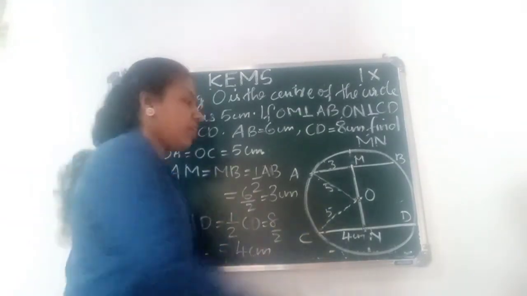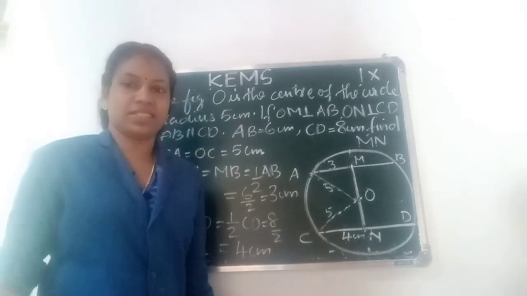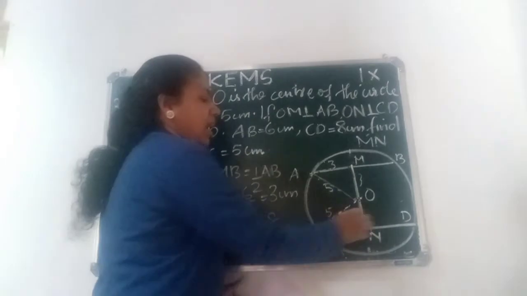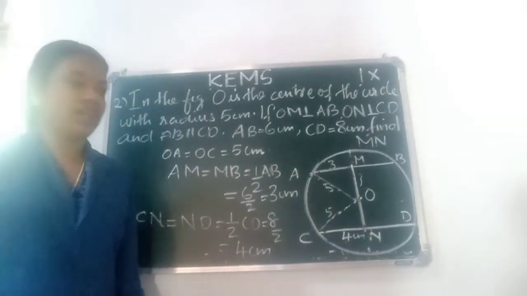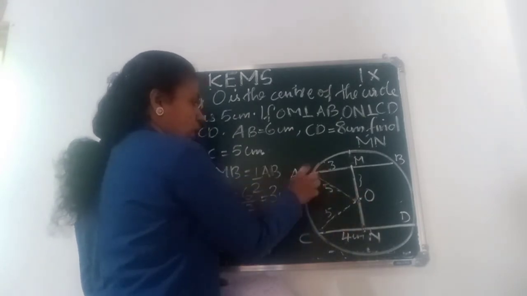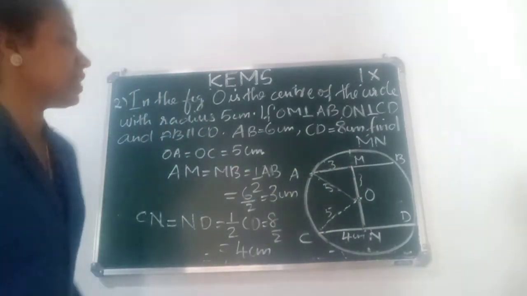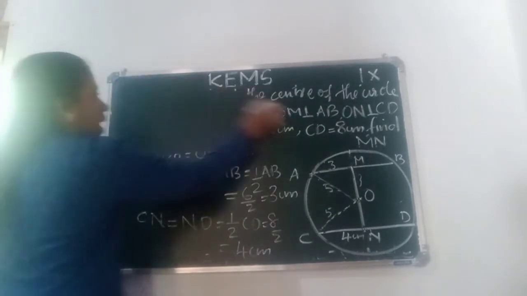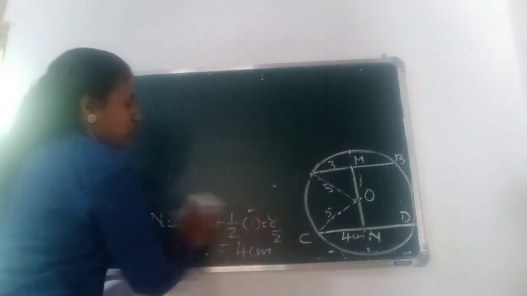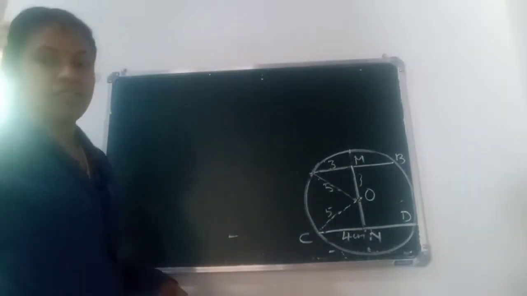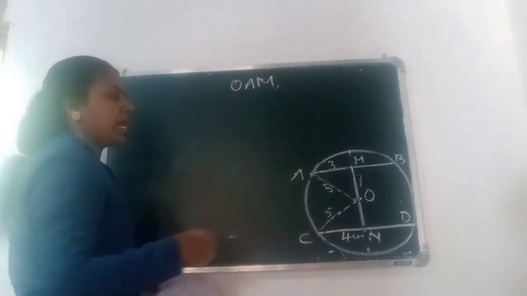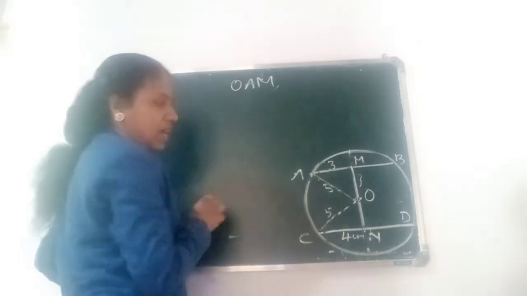Now, how to find this length? Take these two right triangles. Then find this side and this side. So take this triangle first. What is the first triangle? OAM. Consider the first right triangle OAM. In OAM, find the length of OM using the Pythagoras property. First take the triangle OAM, a right angle triangle. This is the longest side, 5.